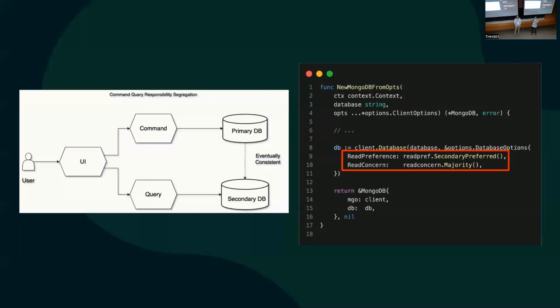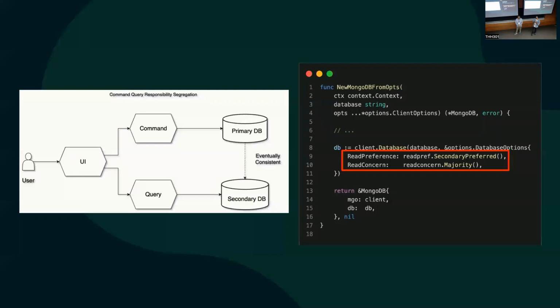There's also some code here. This is production code from Sky. It's written in Go, and this is a global database connection from MongoDB for that application. What this is saying is that it wants to always prefer the secondary database for reads, and there needs to be a majority on the data that it reads from.